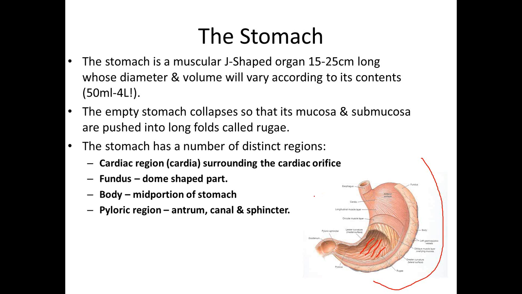There's a number of different regions to the stomach, and we can look at those in order. The first part of the stomach that food will come into from the esophagus is the cardiac region. The next portion is something that we call the fundus, which is the dome-shaped part of the stomach here. The next part is the body of the stomach, where the bulk of the activity occurs. And the final part is the pyloric region, consisting of different components, but largely the last part of the stomach before food will then pass into the intestine, which starts here.